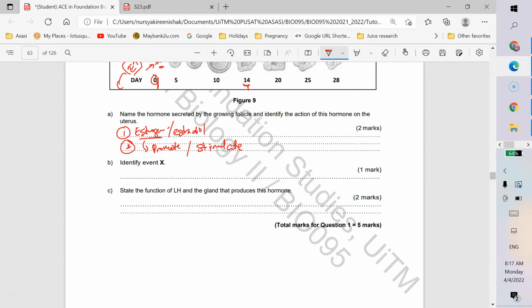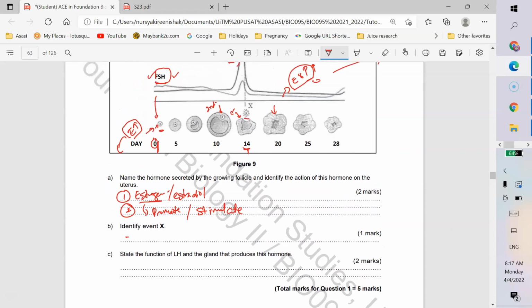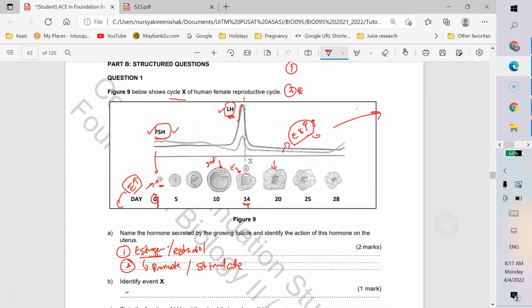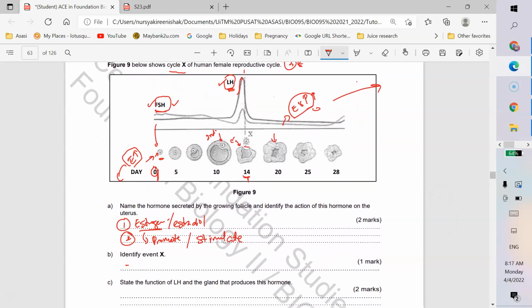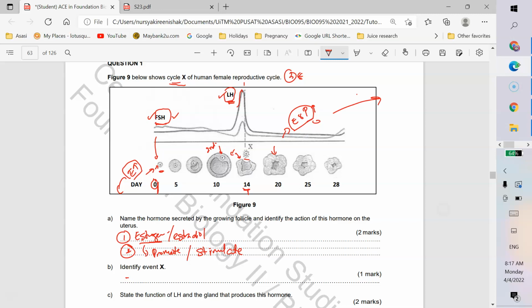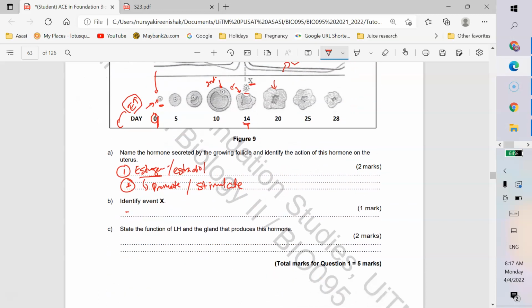Okay, Isha. B, identify event X, ovulation, because at day 14, secondary oocyte is released. Ovulation, cycle X. Event X. Dia guna dua, cycle X is ovarian cycle. Okay, what happened at X is ovulation. Betul lah.